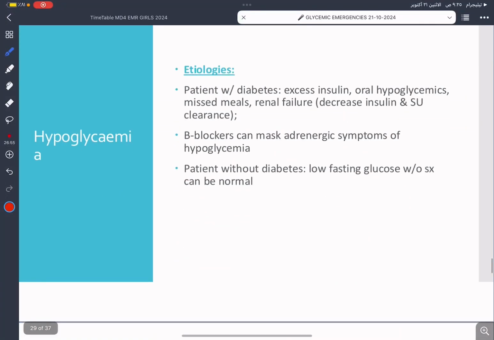What are the causes of hypoglycemia? High dose of insulin. It depends on whether the patient has diabetes or not. To make it easier, for a patient with diabetes the most common cause is insulin: a high dose of insulin, or missing a meal while taking insulin, will cause hypoglycemia. What else? Or being on an oral hypoglycemic agent.